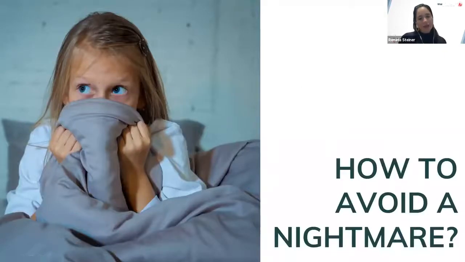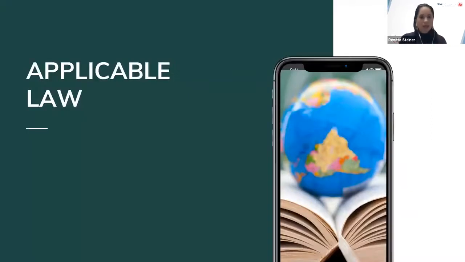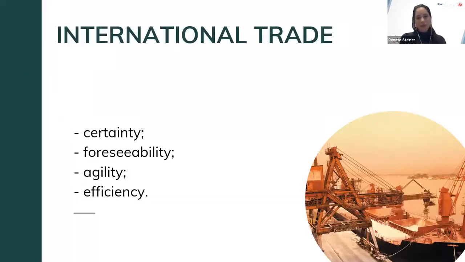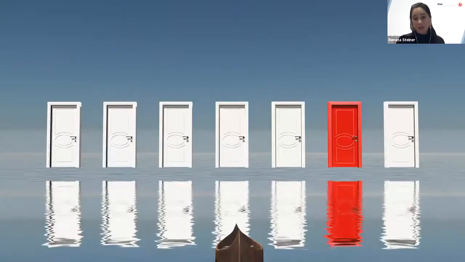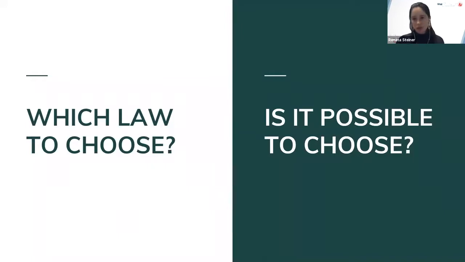And I will start with some words on applicable law. As you know, all international traders usually come from different cultures, and therefore, as players, they search for certainty, foreseeability, agility, and efficiency. That means parties usually can achieve these four elements by choosing the applicable law. But the choice of applicable law has an ex-ante cost that parties may not be willing to make. In order to make a safe choice of law, one should ask which law to choose and if it is possible to choose this law.